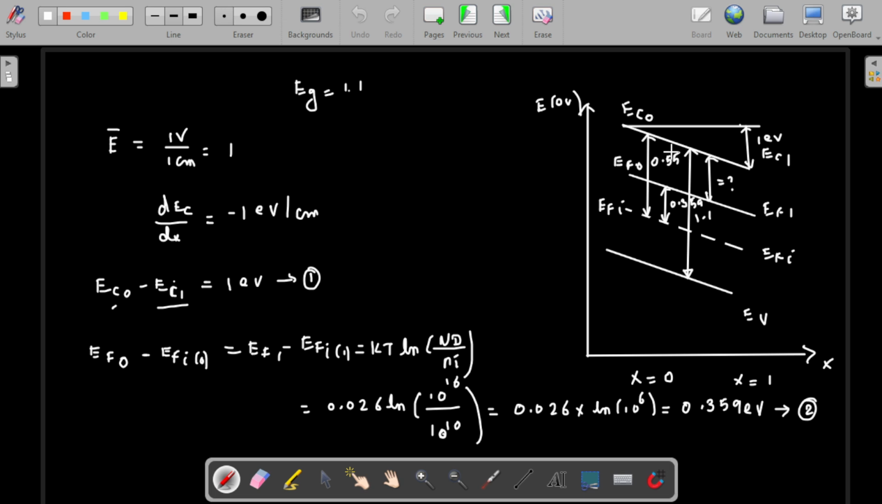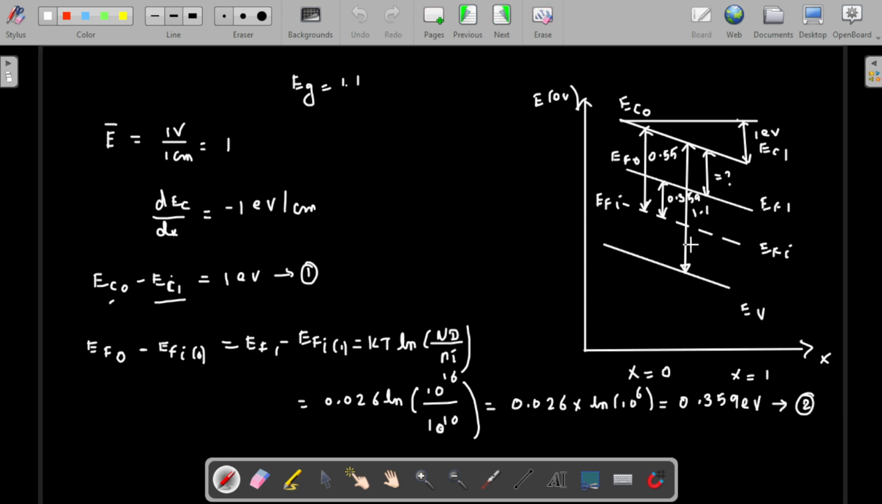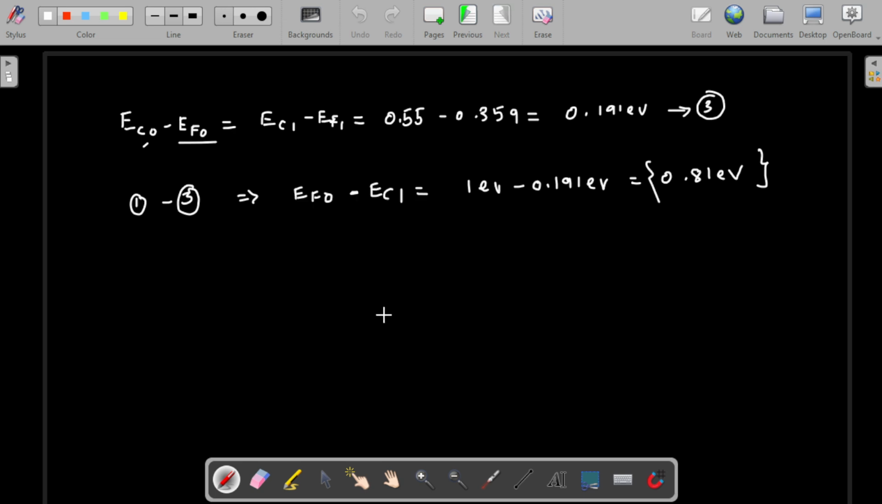Then we know EG is 1.1, right? So if we divide EG by 2, then the distance between EC and the mid level is 0.55. This value we calculated, that is 0.359. So if we subtract it, we get this value, 0.191. Then comparing equations 1 and 3, we are able to find the question's requirement.